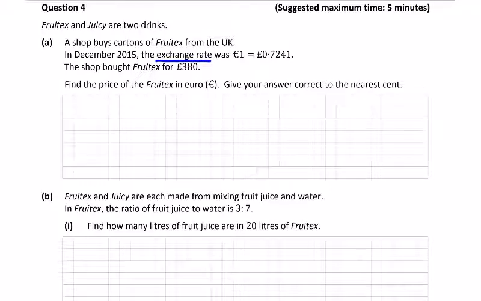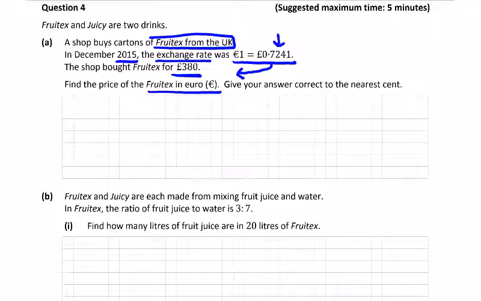A shop buys cartons of Fruitex from the UK. This was before Brexit. In December 2015, the exchange rate, €1 got you 72p, if you want to read it like that, or 0.72 pounds. And the shop bought Fruitex for £380. So I tell you in class, if you're going from pounds to euros, you're going to get more. For 72p, you're going to get €1. So the shop bought Fruitex for £380. Find the price in euro.